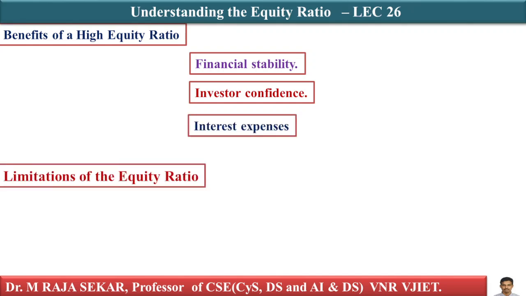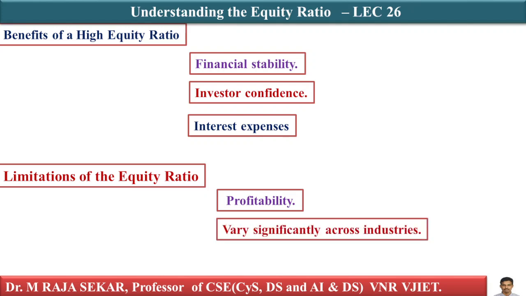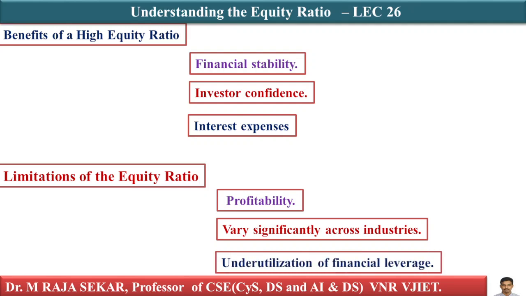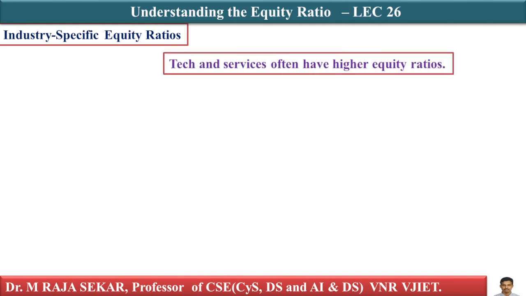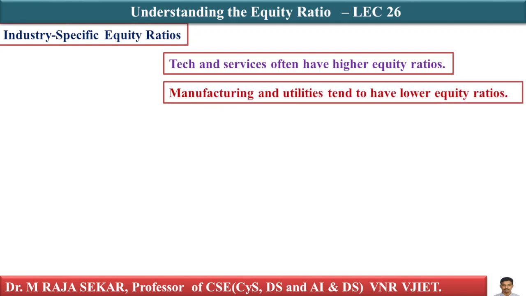What are the limitations of equity ratio? What are the challenges of equity ratio? It does not account for profitability and may vary significantly across industries. A very high ratio might indicate underutilization of financial leverage. That's also important. What are the industry specific equity ratios? Key insights are that industries like tech and services often have high equity ratios, while manufacturing and utilities tend to have lower equity ratios.